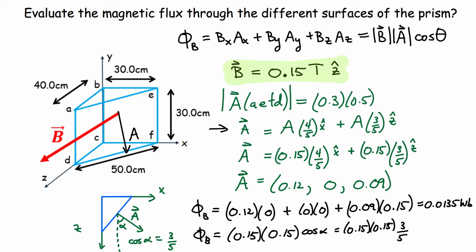This you can simplify a little bit. I could take out a factor of 5, and then multiply by the 3. This second term becomes 0.09. So you can see at the end, you're going to get the exact same number for the flux, whether you use method 1 or method 2, as we would expect.